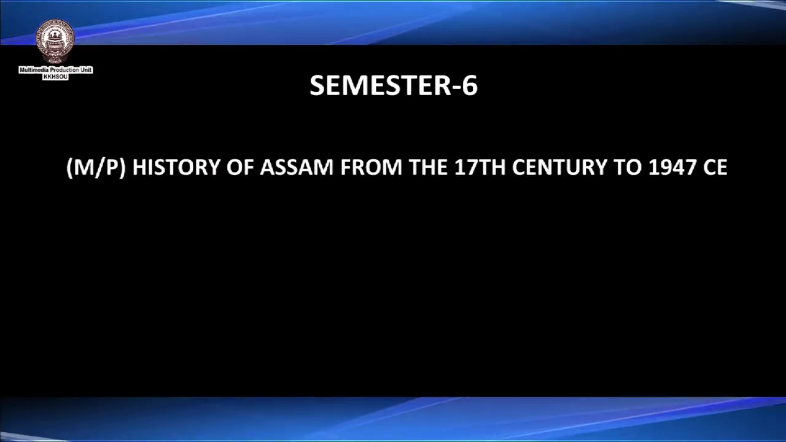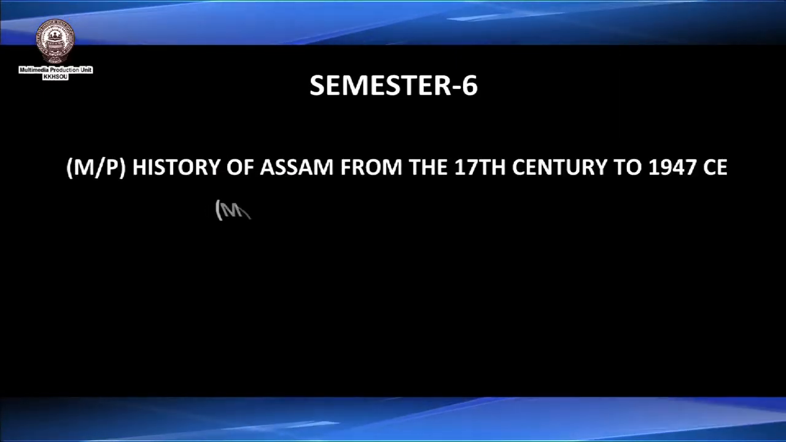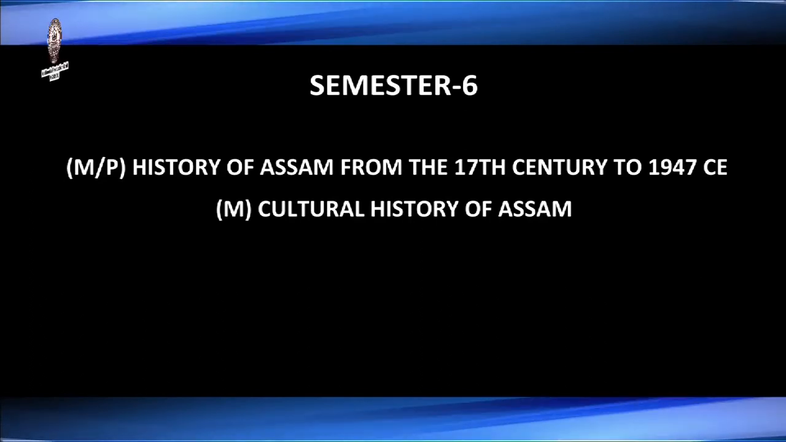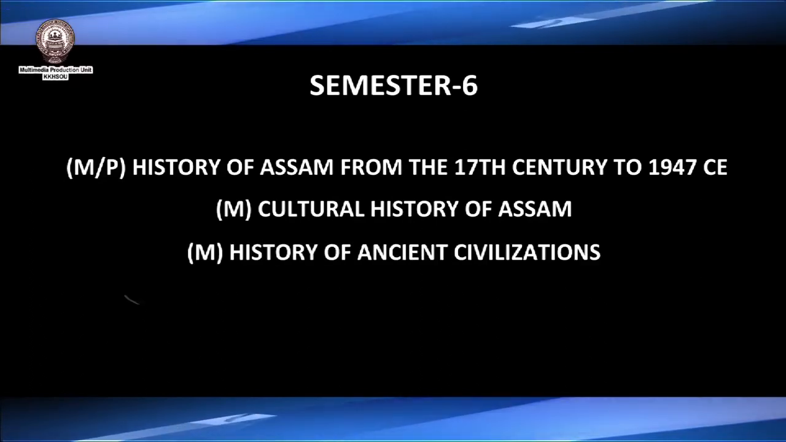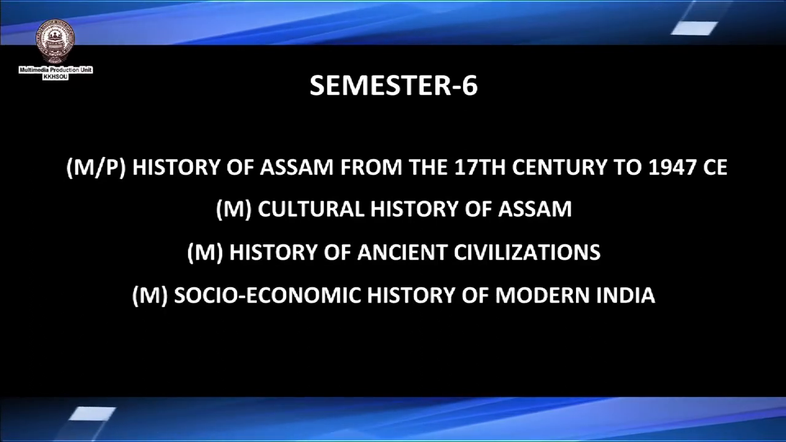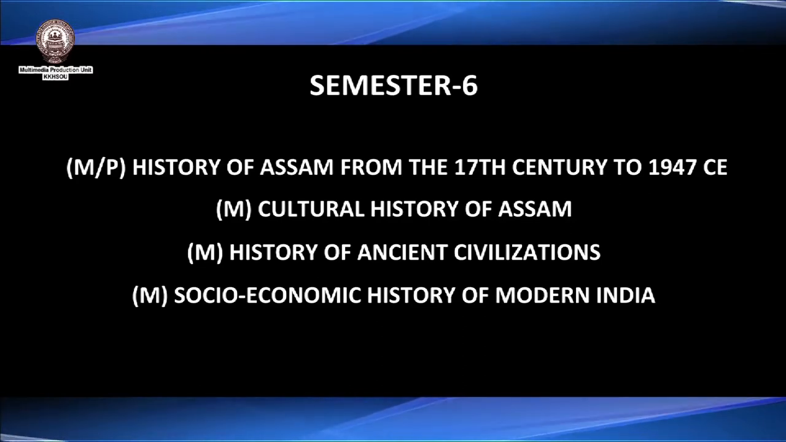Semester 6 consists of 4 papers. They are History of Assam from the 17th century to 1947 CE, Cultural History of Assam, History of Ancient Civilization, and Socio-Economic History of Modern India. In the paper History of Assam from the 17th century to 1947, the learner will be acquainted with the rise of the Ahoms from the reign of Rudra Singha till the time of independence in 1947.